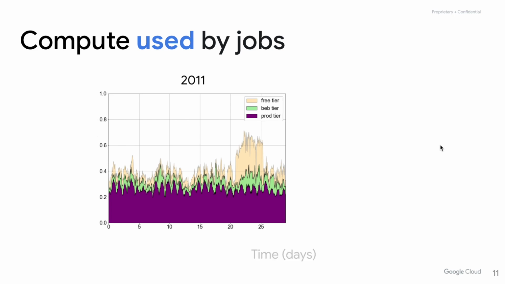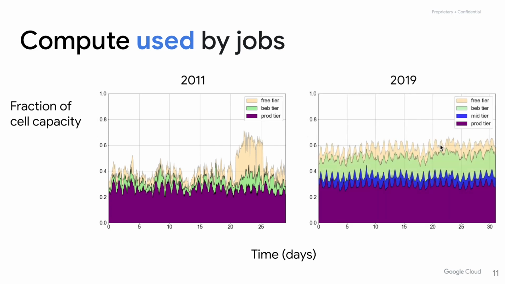This plot shows the compute used by jobs in a cell in 2011. The x-axis here is the time in days, and the y-axis is the resources used as a fraction of cell capacity. Now here's the exact same plot for 2019. Notice that the 2019 plot has a mid-tier, while the 2011 plot does not.